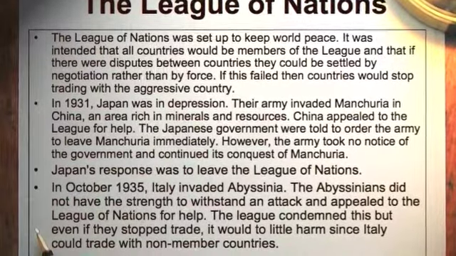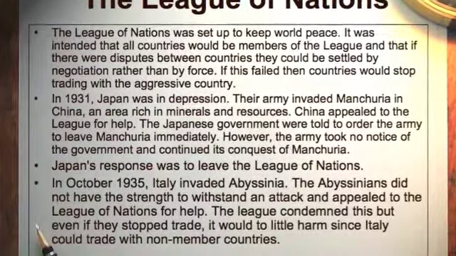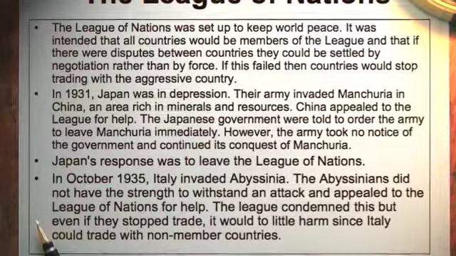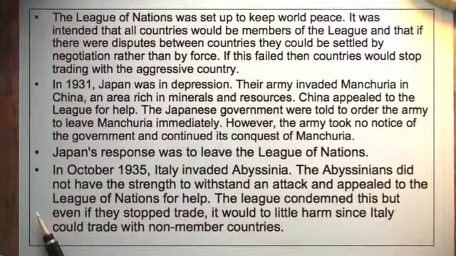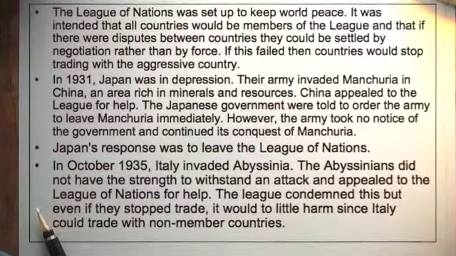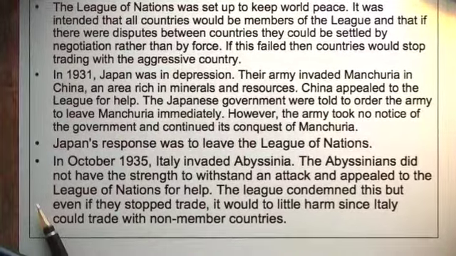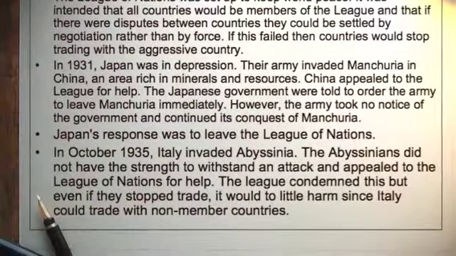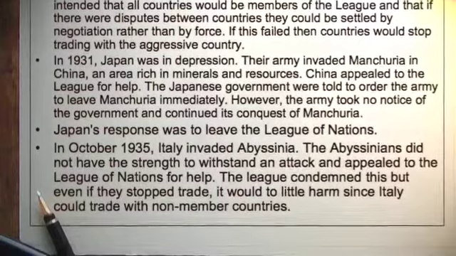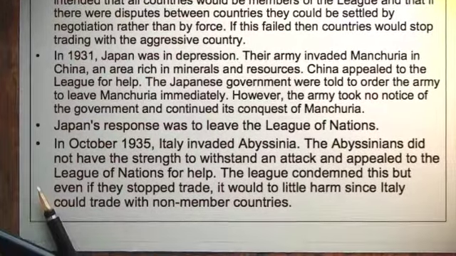In 1931, Japan was in depression. Their army invaded Manchuria in China, an area rich in minerals and resources. China appealed to the League for help. The Japanese government was told to order the army to leave Manchuria immediately. However, the army took no notice of the government and continued its conquest of Manchuria. Japan's response later on was to leave the League of Nations.